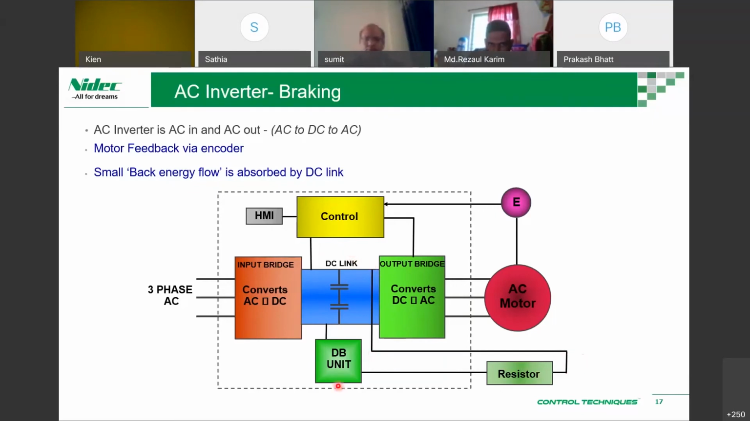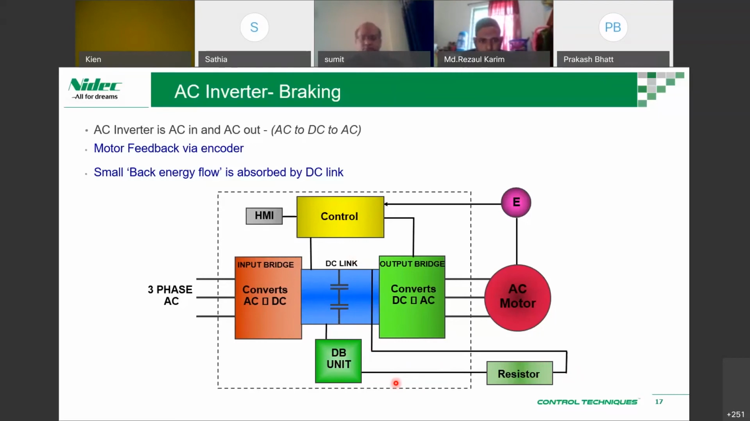So this DB, dynamic braking unit, is a transistor which switches on and off whenever the capacitor voltage, or DC link voltage, goes beyond a threshold. So it will switch on and off to dissipate this energy through this resistor as heat. The energy will not be damaging the capacitors, but will be dissipated as heat.